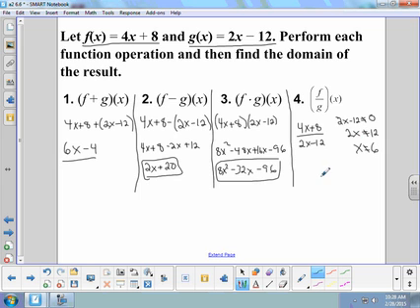Let's go ahead and see if this simplifies any. You can factor a 4 out of the top. I can factor a 2 out of the bottom. And I'm going to be left with (2x + 2) all over (x - 6). And x cannot equal 6.